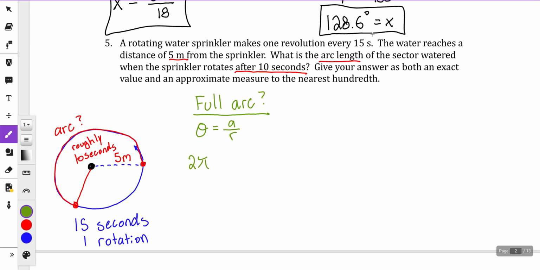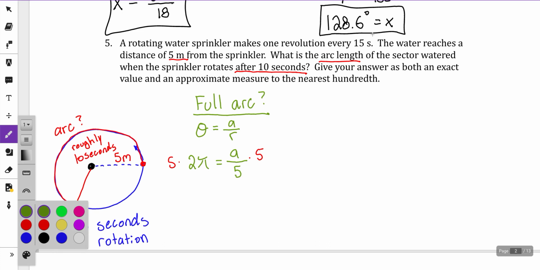I don't know the distance around that full circle, so it's still A. But I do know the radius of that circle. The radius of that circle is 5. To solve that, I multiply by 5 to the other side. That gives me 10 pi equals A. So that's 1 full rotation is an arc length of 10 pi.